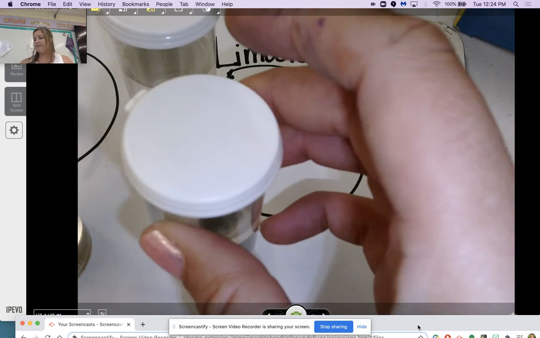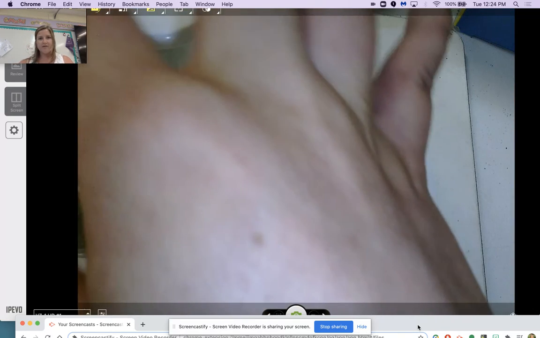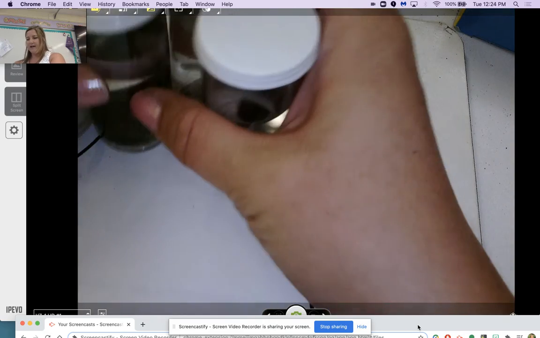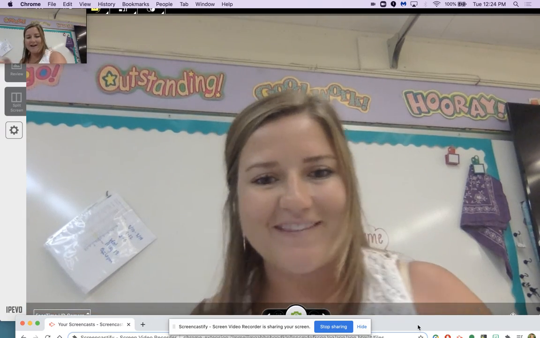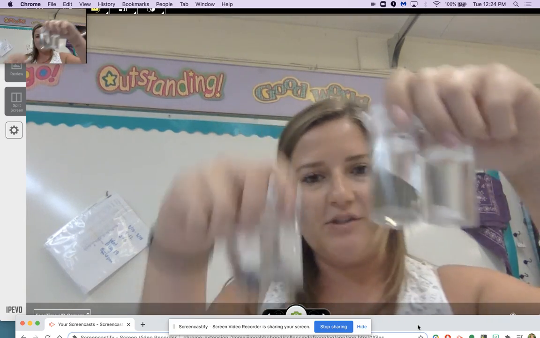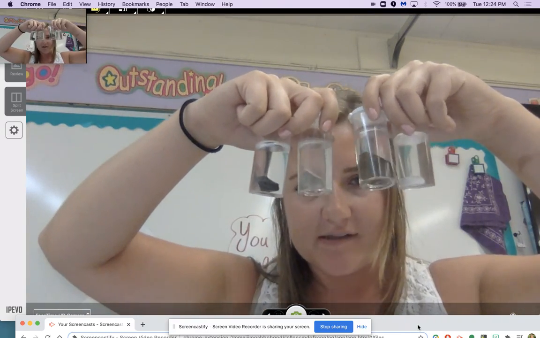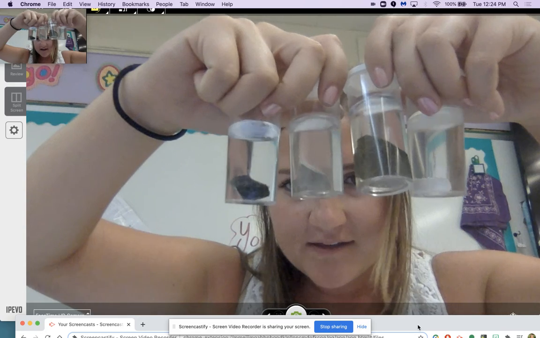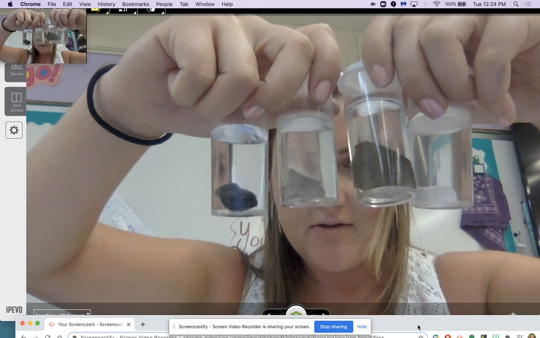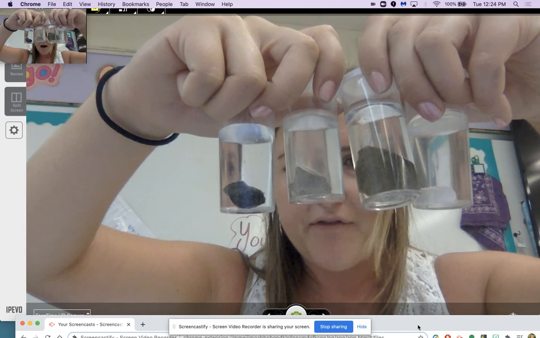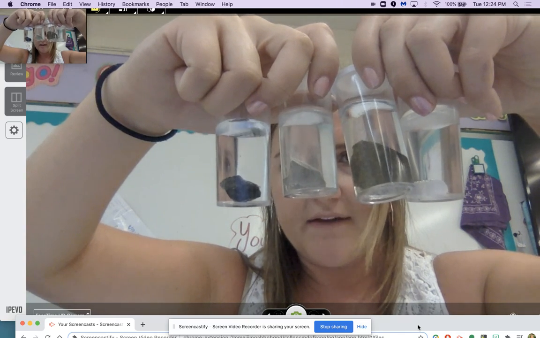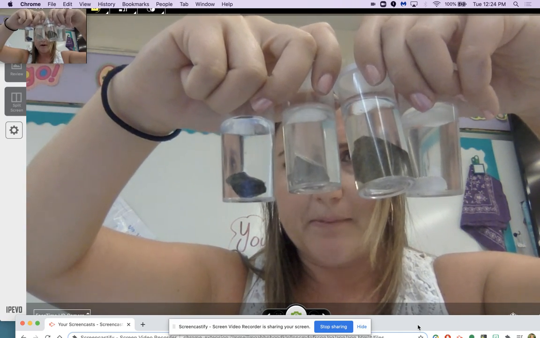I will take a picture so you can better look at our vials that we have here. You can see that limestone is the one that is gray, and there are still some bubbles producing off of it. And we just really have some bubbles on top of our marble.